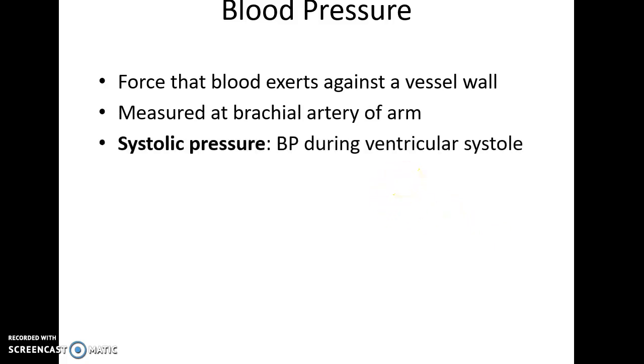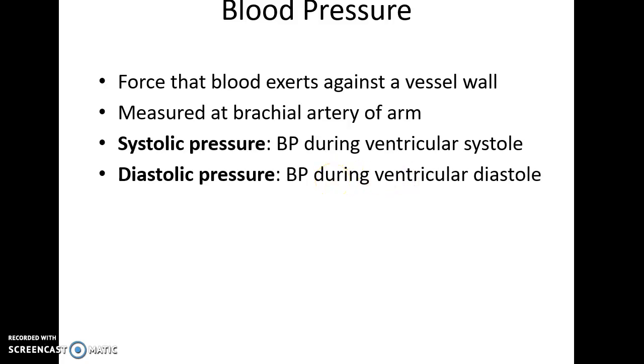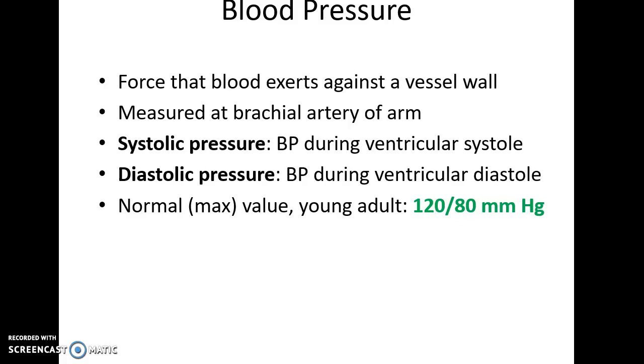Systolic pressure is the amount of pressure the blood has when the ventricles are in systole, so when the ventricles are contracting, forcing blood out. That's the high pressure. Diastolic pressure is the blood pressure when the ventricles are at rest, or ventricular diastole. So that is a lower number, a lower amount of blood pressure. Normally, a good max value for a young adult is 120/80. Anything below that to a point is fine. Above that may or may not be an issue.